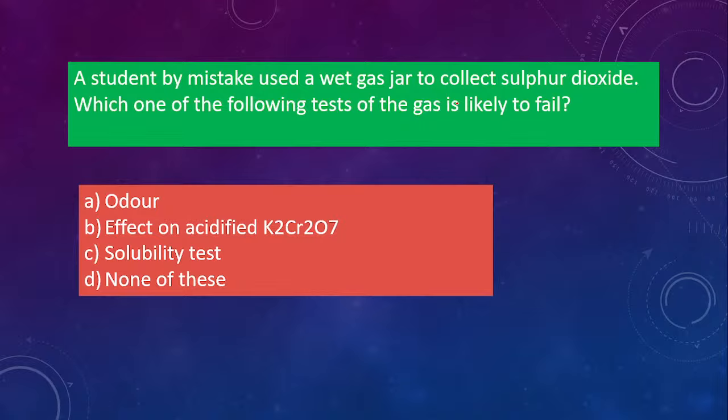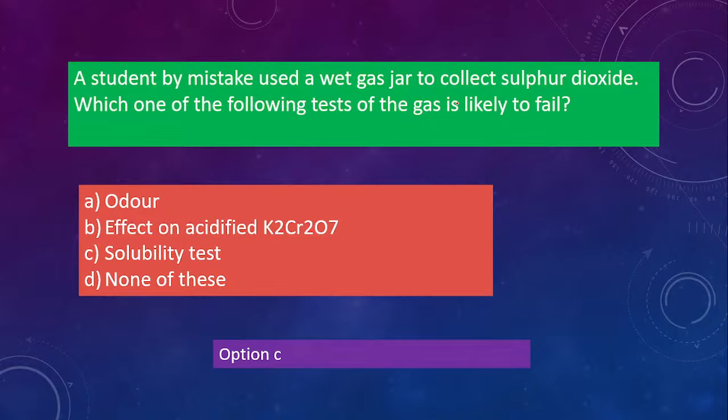So which of these options will be the correct answer? Which one will fail? They are asking which one will fail, not which one will pass. That means which one will not work because he has taken a wet gas jar. So let's see the answer. The answer will be option C, solubility test. The rest, odor and effect on acidified potassium dichromate, will work. Only the solubility test will not work.